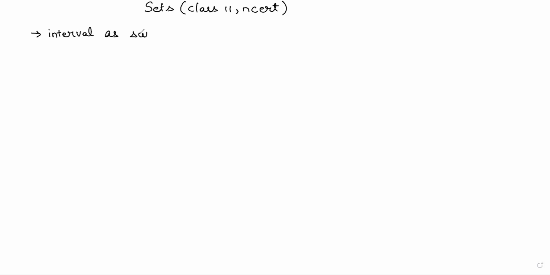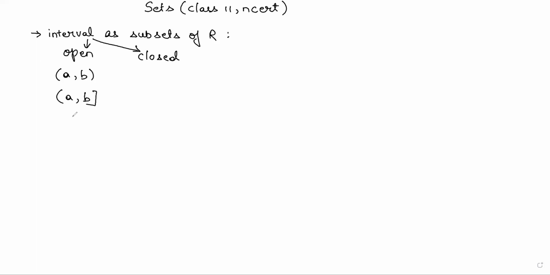As subsets of R, there are two types of intervals over here, open interval and closed interval. In open interval, we have (a, b), and this is closed interval. Let's understand what an interval means and what these symbols are.